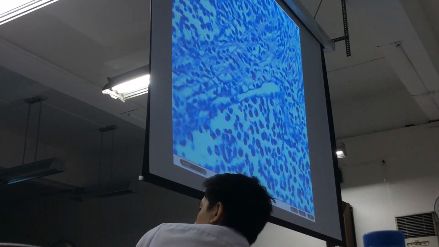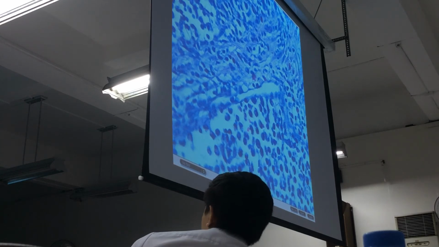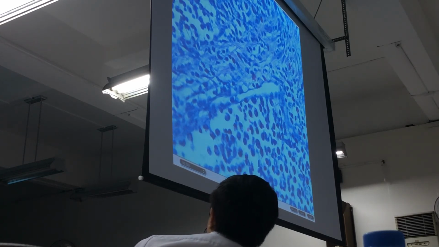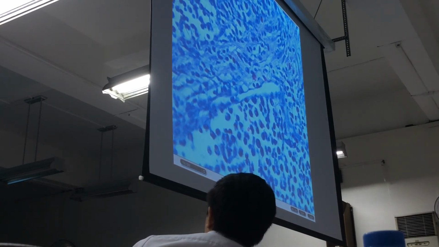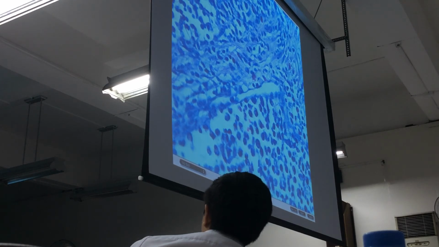What do you have in this slide? Germ cells, a fibrostroma, which is punctuated by lymphocytes. If seen in the testicle, the diagnosis is seminoma. If seen in the ovary, the diagnosis is germinoma.